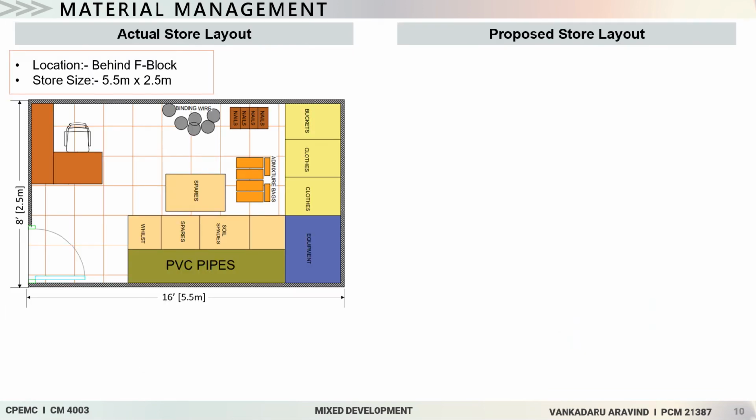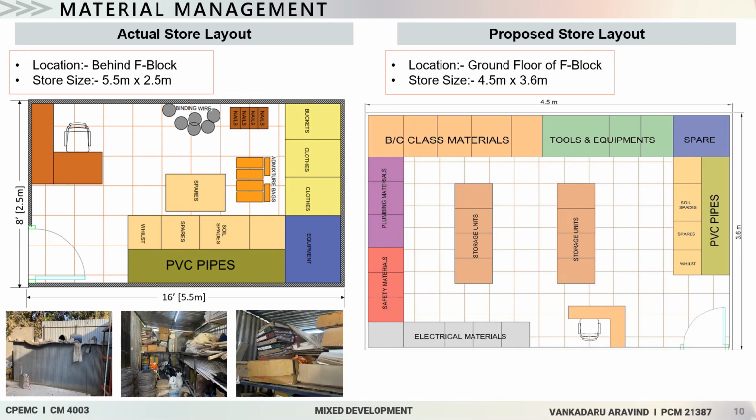Under this material management, we have studied the store management. In order to study the store management, we have studied the actual store layout, and later we have proposed our store layout. Currently, the actual store layout is unorganized, as we can see in the images, and it's a very small size and located behind the F block. Currently the ground floor of F block is free, and we can arrange the store there. So we have proposed this to the contractor also, and he is going to implement this on the site.